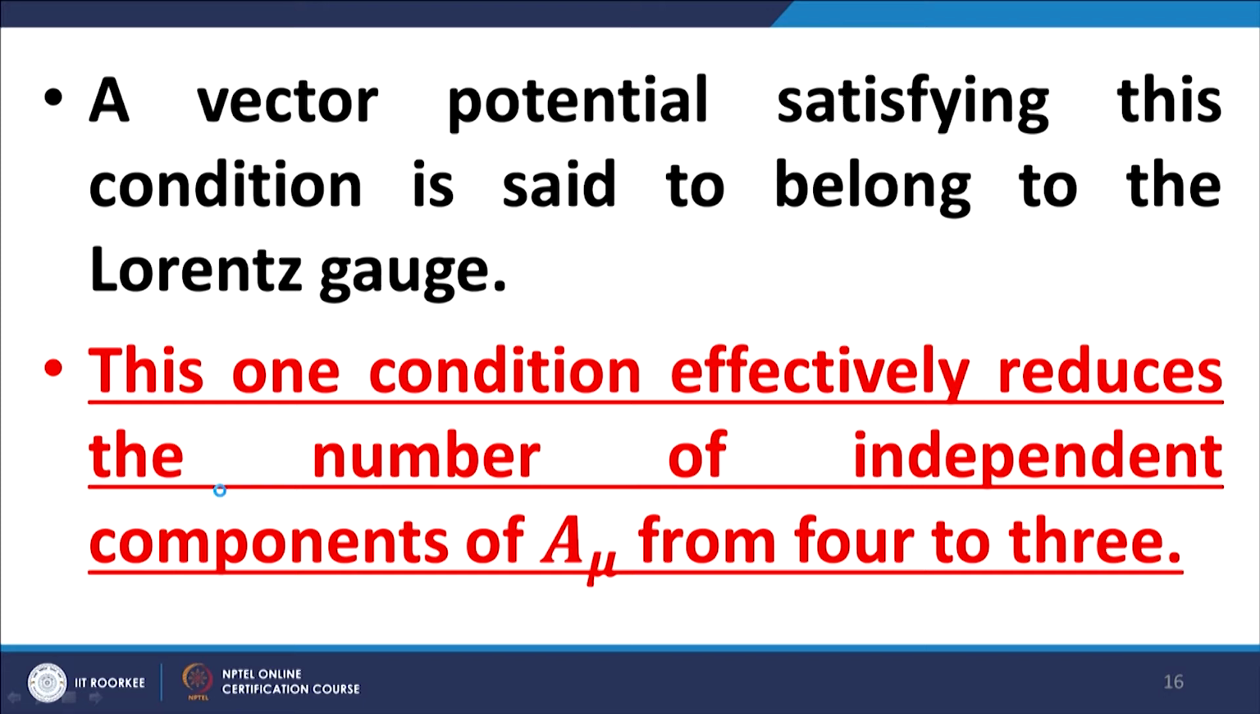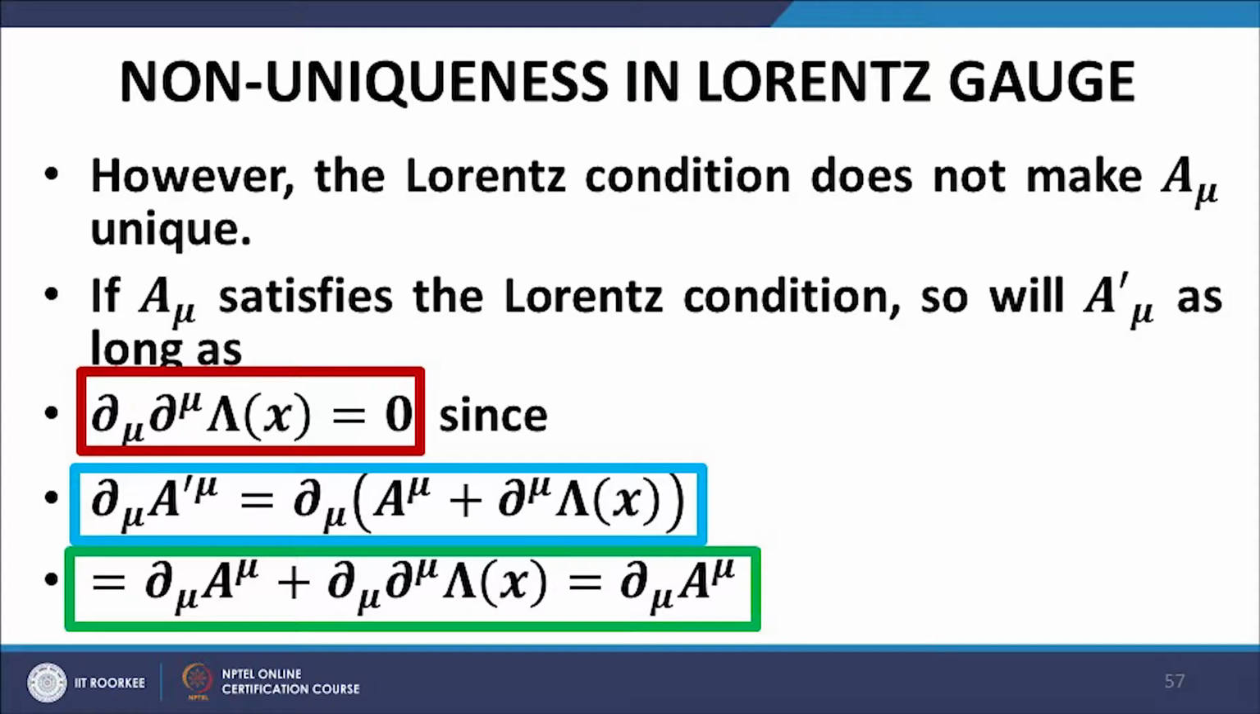This one restriction reduces the number of independent components from 4 to 3, but we are still not unique. Why we are still not unique is because if any scalar function satisfies the requirement given in the red box here, box of eta x is equal to 0, then the Lorentz condition is automatically satisfied. Therefore, there is still some non-uniqueness remaining even after the imposition of the Lorentz gauge.